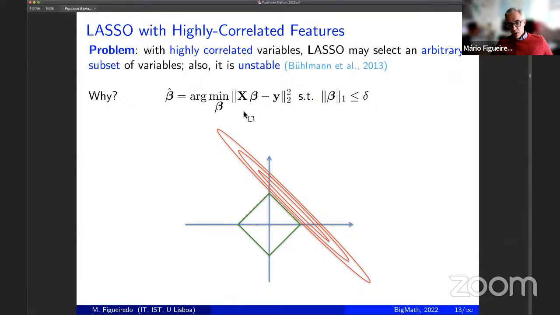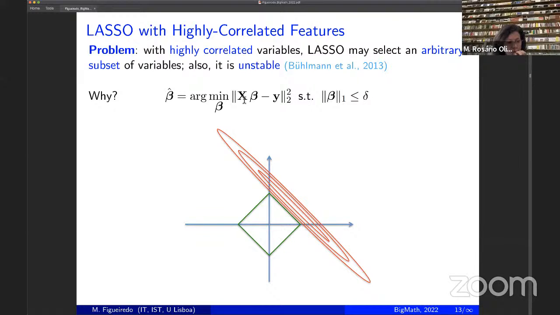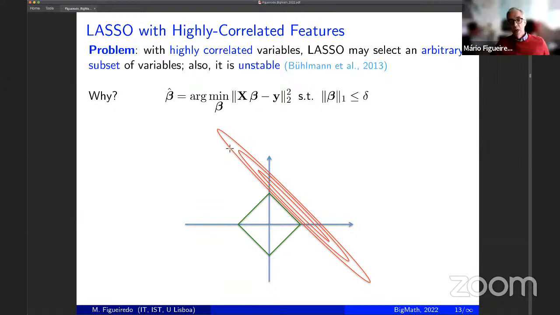But of course, the situation is more general. Just for illustrative purposes, suppose two columns of X are extremely highly correlated, so they're almost collinear. What happens is that the level curves of this term, of the loss function, are very, very narrow ellipses. As the correlation goes to 1, this becomes essentially a straight line at 45 degrees, if you're assuming that the columns are normalized.